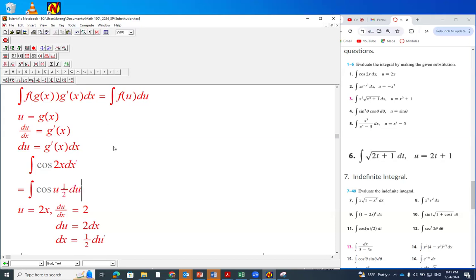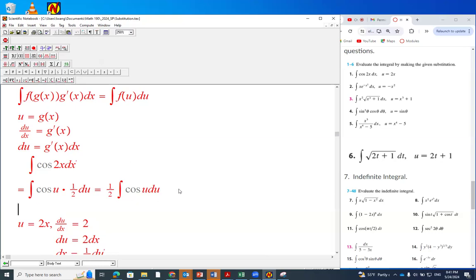So that's one perspective to see this. Now we have a half, we can bring the half outside of the integral. This is the indefinite integral. We have the integral of cosine u du, and the rest of the integration will be much easier.